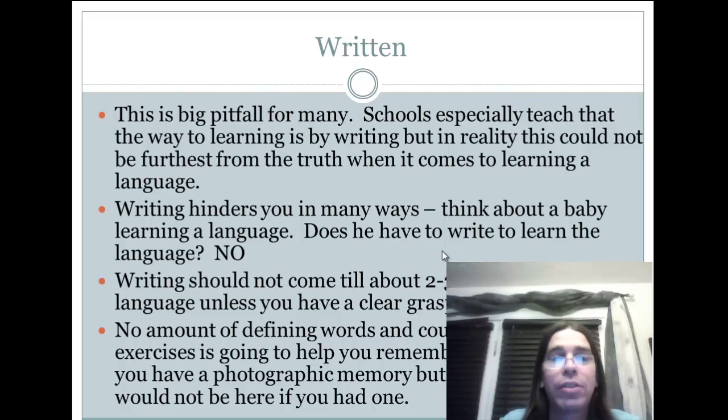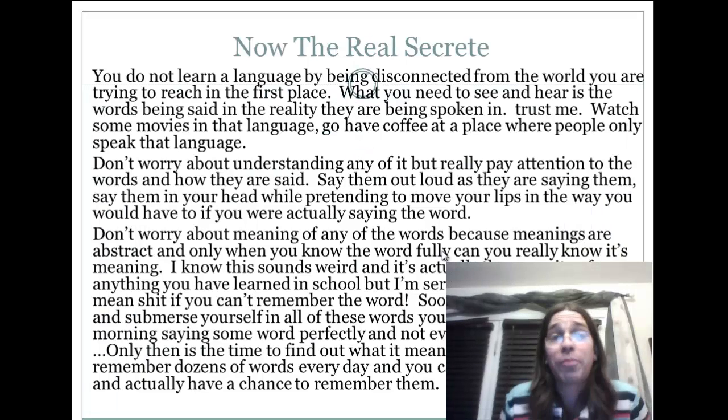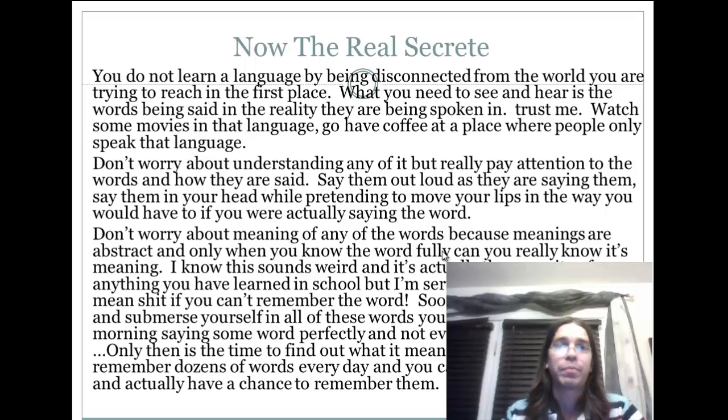This is not how languages are learned, and it's a pity that our school systems teach a lot of subjects this way. It's a pitfall, and no amount of countless writing is going to help you learn this language, I'm sorry to say. You're here for a big secret, right? All this stuff you might have already known. Well, here's the big secret. You don't learn it by being disconnected from the world you're trying to reach in the first place.